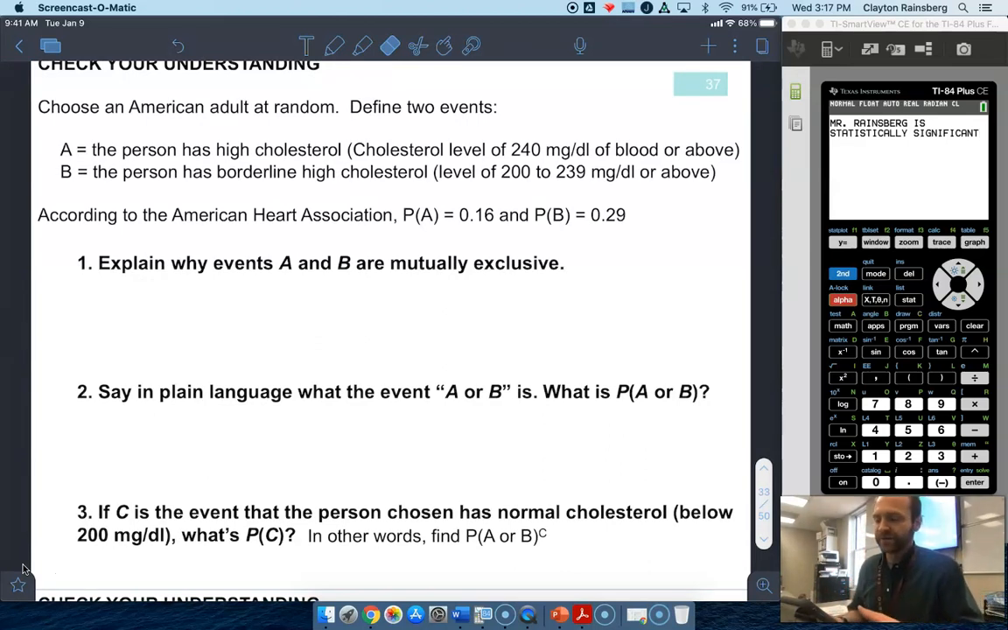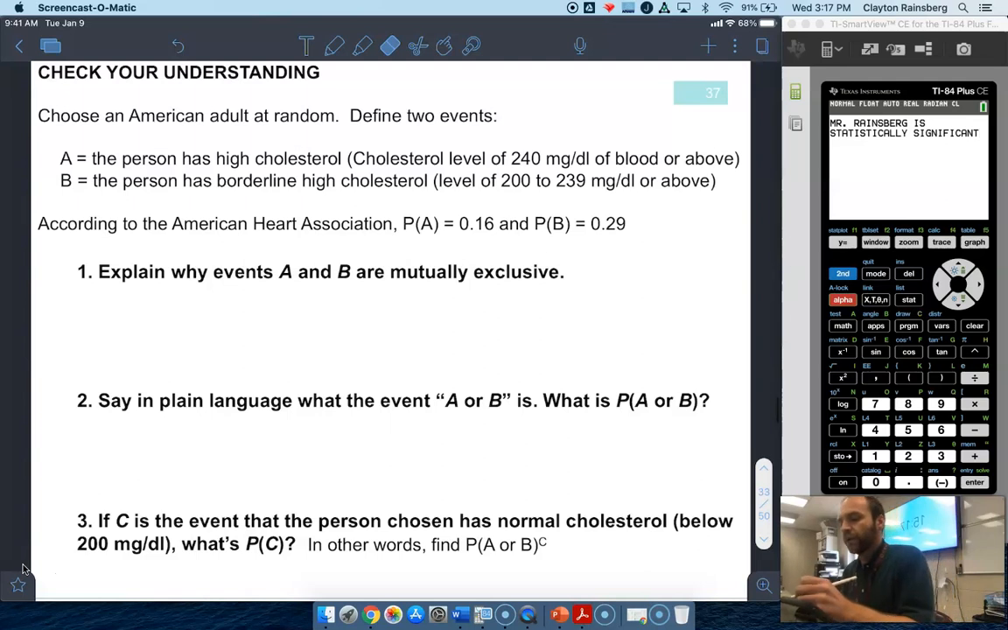defining the variables. So in this case, it's really important that you understand, yes, it's done for you, but your job is going to be to define these variables. And so it's telling us, hey, choose an American adult at random, we're going to have 2 events. Event A is this person has high cholesterol, which is defined as 240 or above. Or this person has borderline high cholesterol, which is 200 to 239.